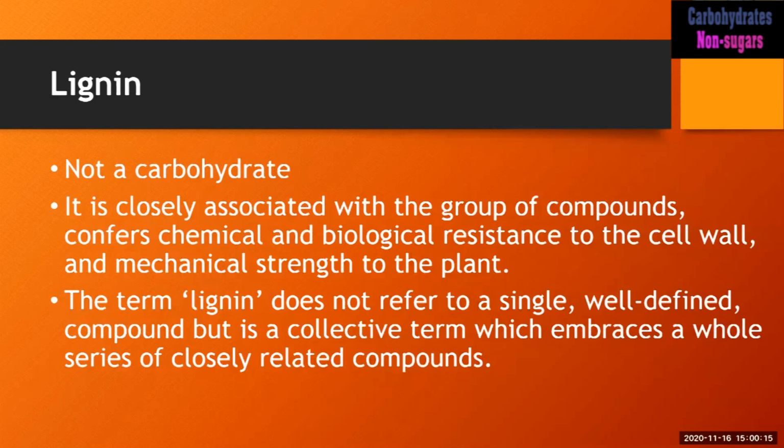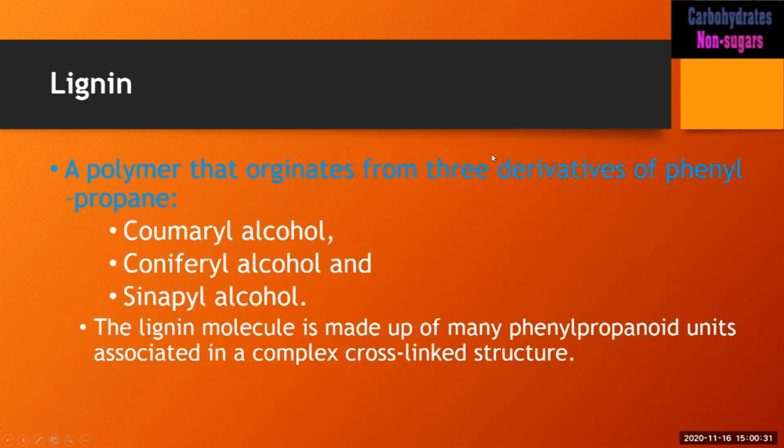It gives biological resistance to the cell wall and mechanical strength to the plant. Lignin does not refer to a single well-defined compound. Rather, it is a mixture of many related compounds. It's a polymer that originates from three derivatives of phenyl propane, so you can say it's a polyphenolic compound. They have three types: coumaryl alcohol, coniferyl alcohol, and sinapyl alcohol. The lignin molecule is made up of many polyphenols and phenyl propanoid units associated in a complex cross-linked structure.